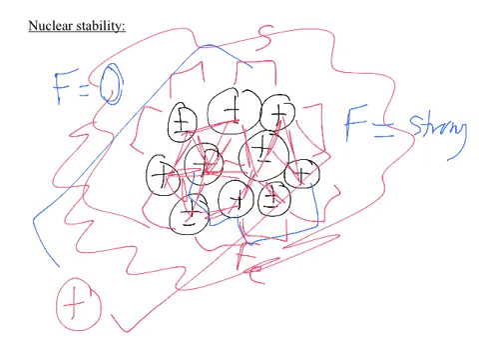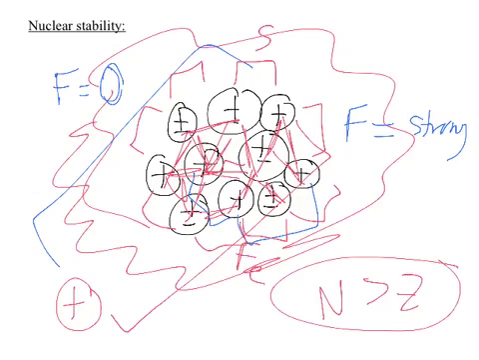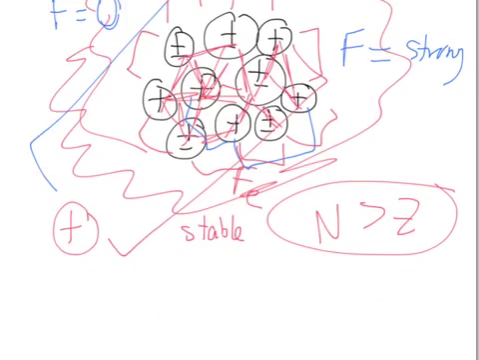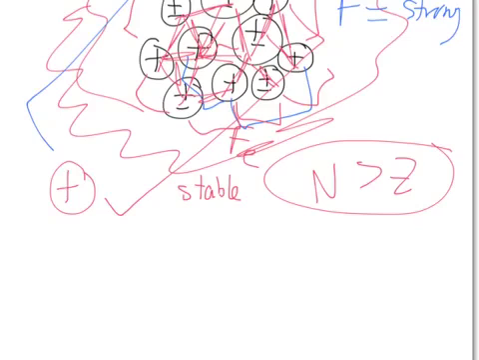But between the neutrons, there's no electric force. So if you have more neutrons, then you've got a lot of strong force keeping it together. But if you have a lot of protons, then you have a lot of electric force pushing it apart. So you really want to have more neutrons than protons. The number of neutrons N wants to exceed the number of protons Z to have stable, large atoms. This is for large atoms.